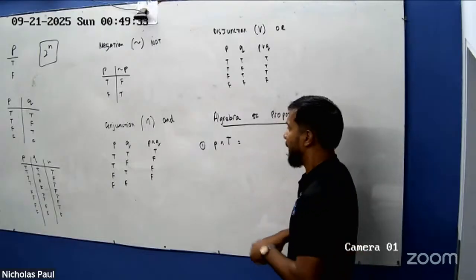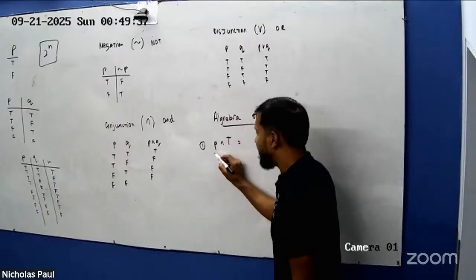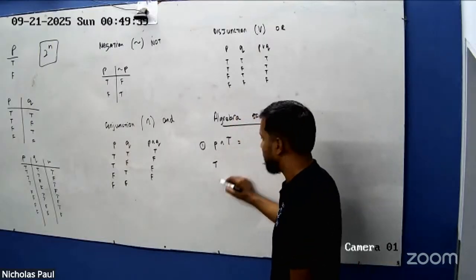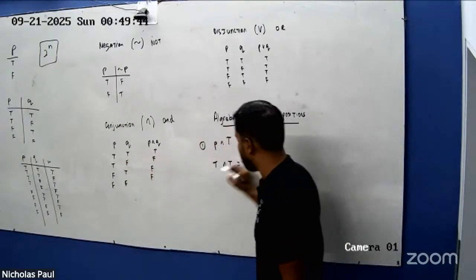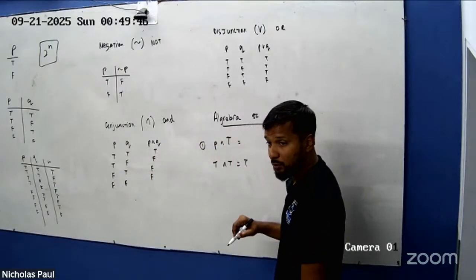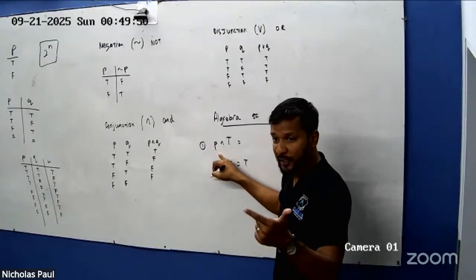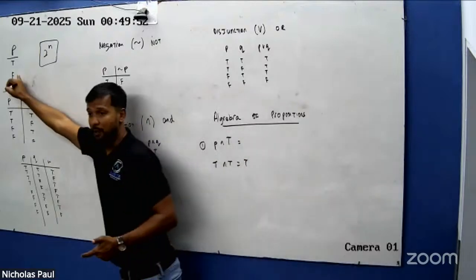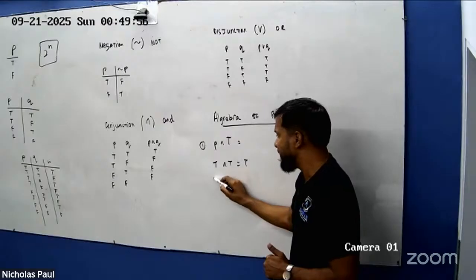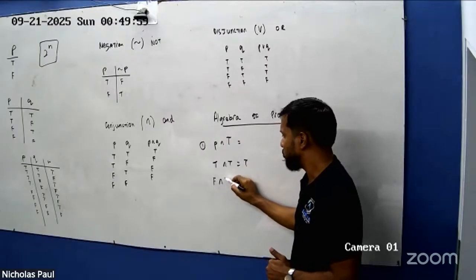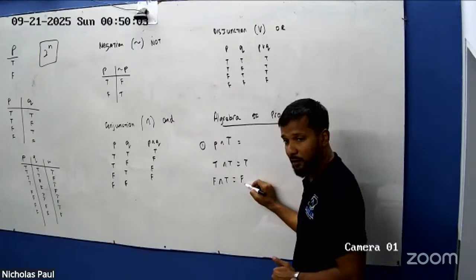So let's pretend P is, so I'm looking at this truth table here. Let's pretend P is true. True and true is what? True and true is true. That's okay? But suppose P, remember, P can be true or P can be false. So if P is false now, what will this be? False.